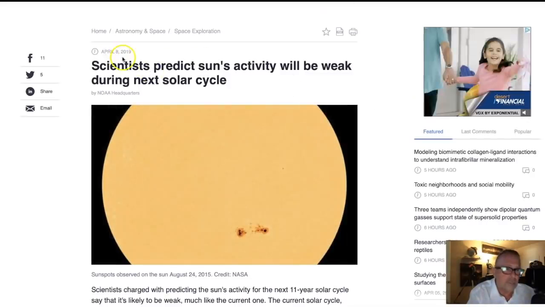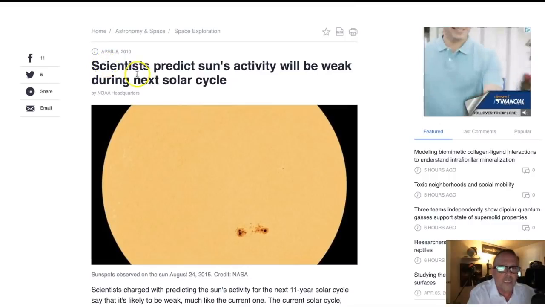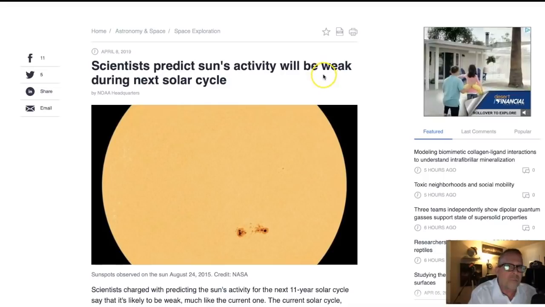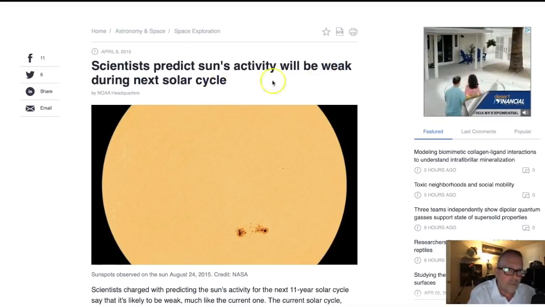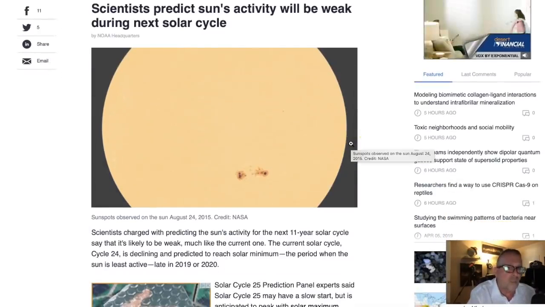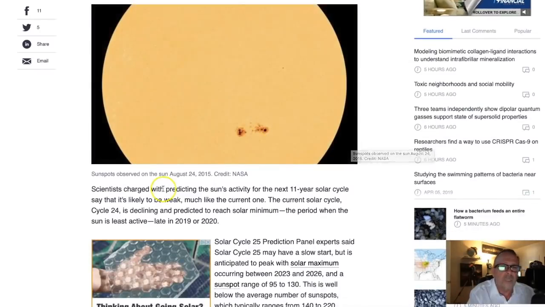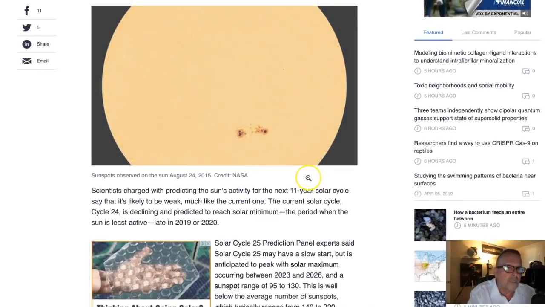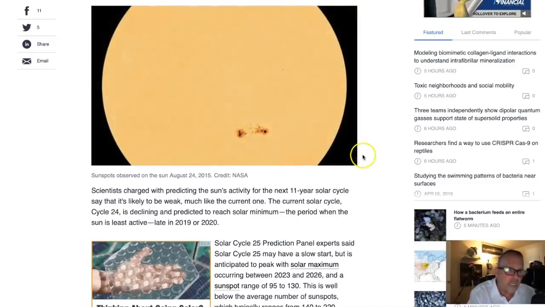And in fact, here's an article dated today, April 8, 2019. Scientists are predicting the sun's activity will remain weak during the next solar cycle, and the next solar cycle is solar maximum, and they're looking for it to be a weak solar maximum. And those of you that follow this, solar minimums and solar maximums occur on 11-year cycles. The last solar maximum was actually weaker than the solar maximum before it. So it looks like they're going to be consecutively weaker and weaker as we move forward.